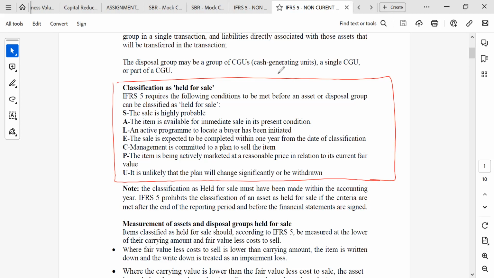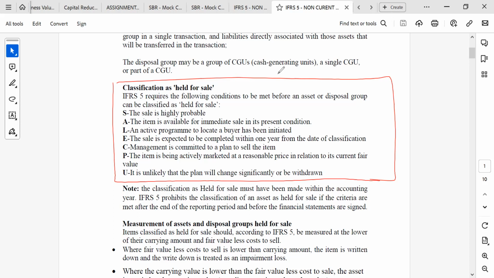All right. Management is committed to a plan to sell the item. So we are not going back on our ways. We are going to sell the asset. No going back. Management is trying everything possible to sell the assets. And maybe since they want to sell that particular asset, they have acquired a replacement for it. That is also showing that management is committed to the plan to sell the assets.